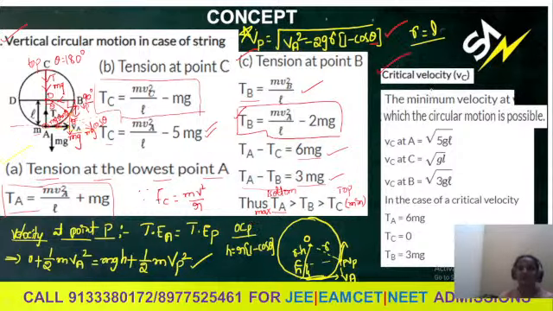Now, critical velocity, which is the minimum velocity at which the circular motion is possible. So, what is the minimum velocity required at that particular point, so that the bob will continue its circular motion? That minimum velocity required is the critical velocity. We represent critical velocity with Vc. So, what is the minimum velocity required at A? Root 5gl. Means at the bottom, it requires root 5gl.